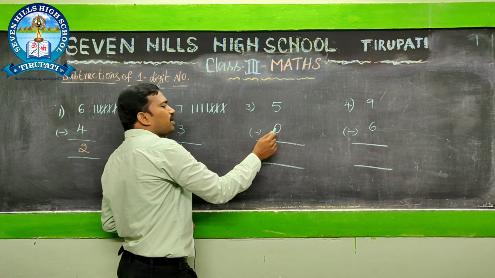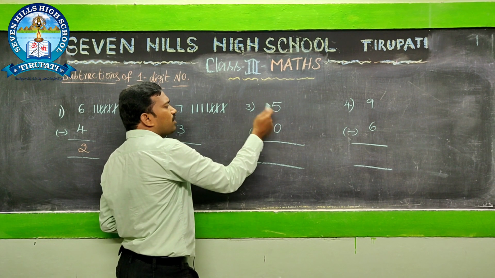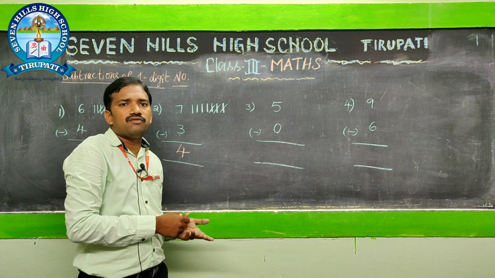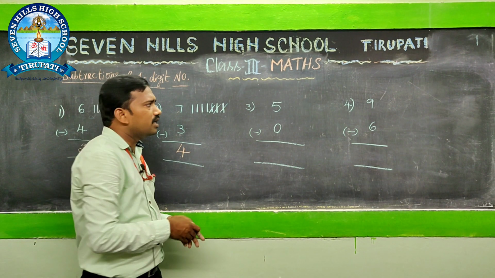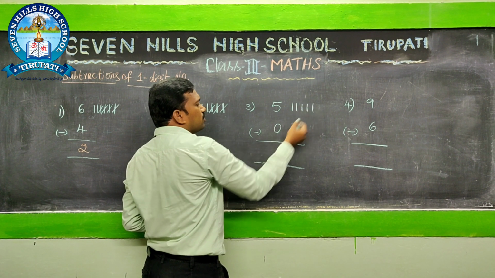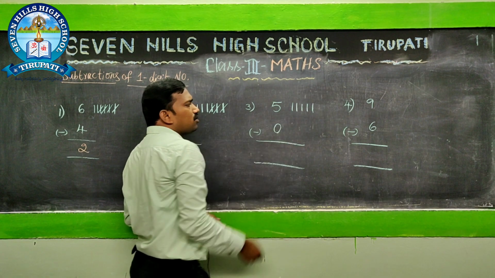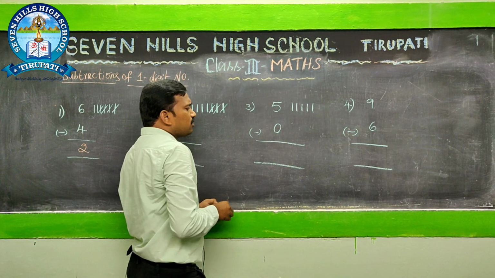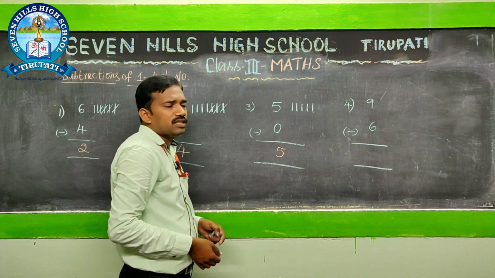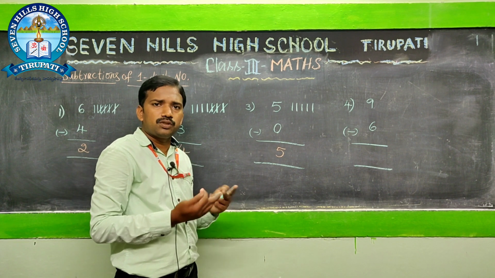Now subtract 0 from 5. If you subtract 0 from any number, we get the same number only. 5 means 1, 2, 3, 4, 5. 0 means nothing. Nothing to strike out, so the answer is 5 only. So 5 minus 0 is equal to 5 only. 6 minus 0 is equal to 6 only. 10 minus 0 is equal to 10 only.